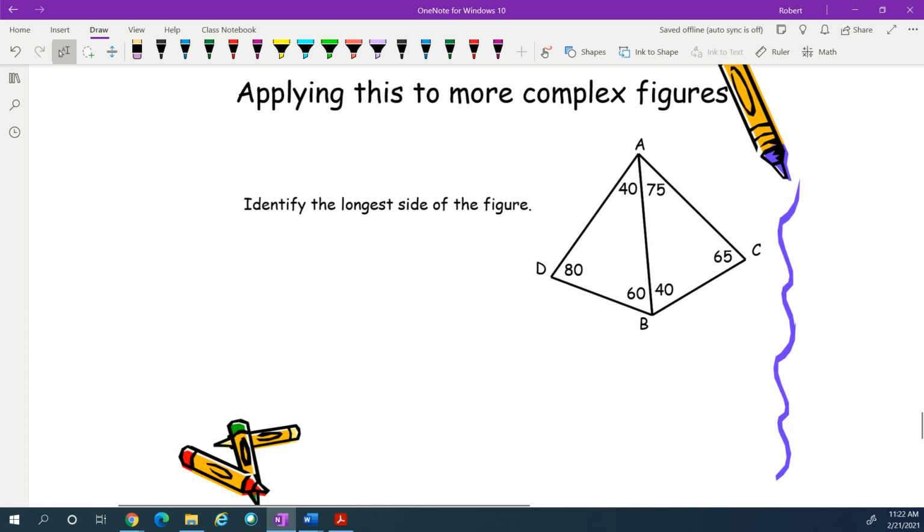So let's try that in this question. We're asked to identify the longest side of the entire figure. Well, we have to do each triangle separately and then make an overall comparison. So label the first triangle small, medium, large, label the second triangle small, medium, and large, and then we make our overall comparison. In our first triangle, AB is the longest, BD is the shortest, and then medium.